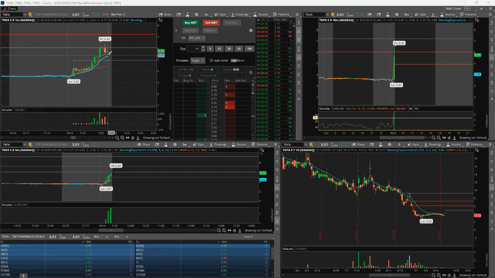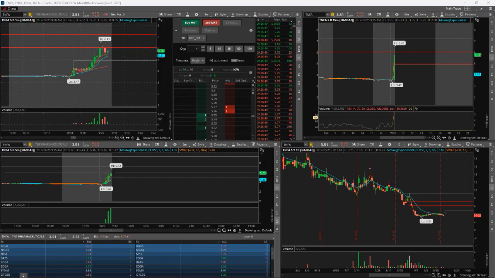So here's this pullback into VWAP, into your EMAs, your moving averages. This is the 9 EMA, this is VWAP here. So this is sort of that second leg on this 5 minute chart. Let's see if it wants to collapse and roll over, or if it wants to continue to go.